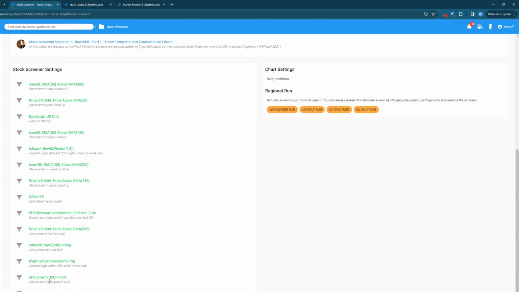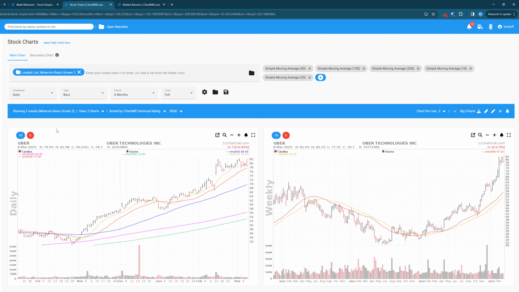earnings per share growth on a quarter-to-quarter base has to be at least 25%, and decent earnings growth acceleration, at least for the last 2 quarters. So there is only one result, and that is Uber Technologies. Strong up move, but now there is a consolidation phase, sort of an ascending triangle. If it can break out above the high, it creates a low risk setup.